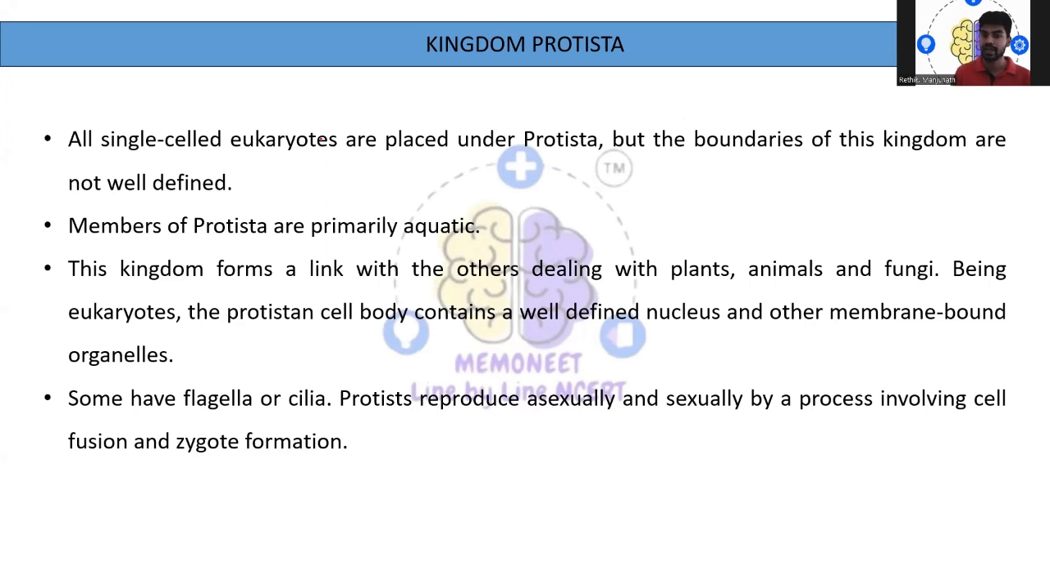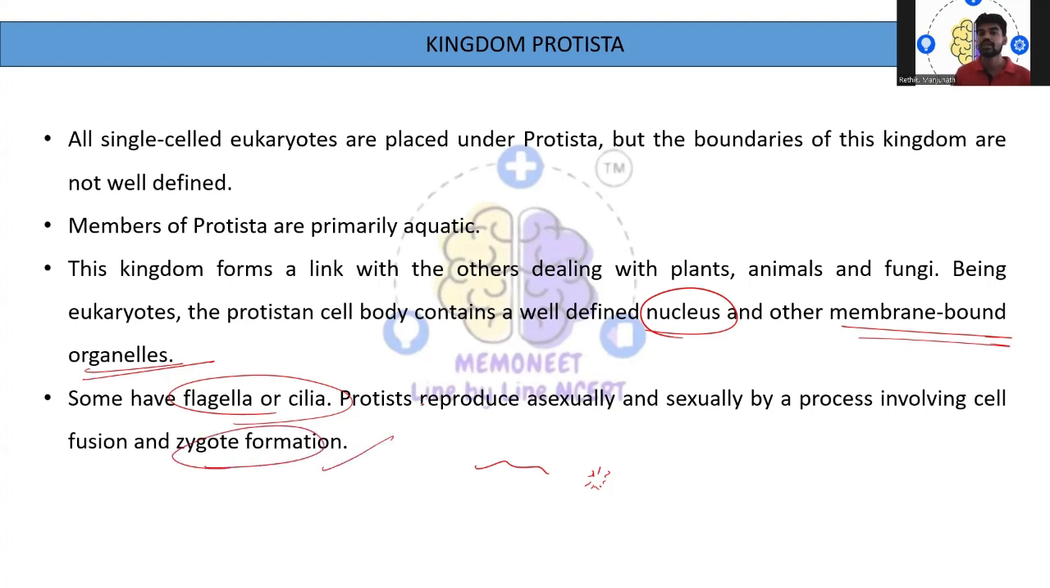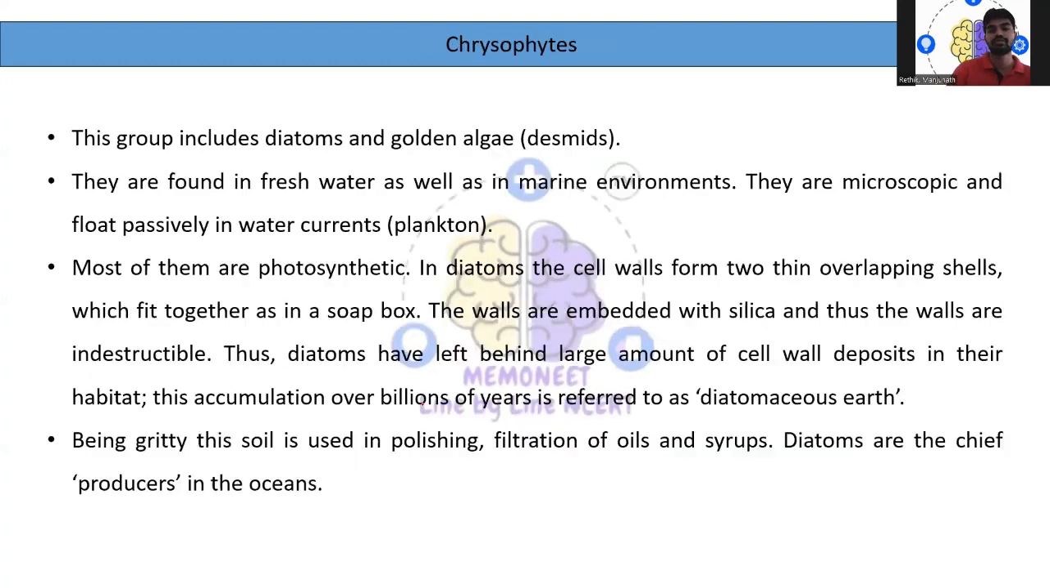Being eukaryotes, the protist cell body contains a well-defined nucleus, and other membrane-bounded organelles can also be seen or studied. Some have flagella, or some will also have cilia. Protists reproduce asexually as well as sexually, by the process involving cell fusion as well as zygote formation. So this is all about their reproduction mode.